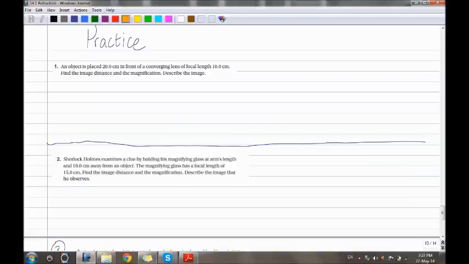So here we have the object. An object is placed 20 centimeters in front of a converging lens of focal length 10 centimeters, and they're asking to find the image distance and the magnification, and to describe the image, like whether it's going to be upright, inverted, real, or virtual. Okay, so let's start and take out the givens.